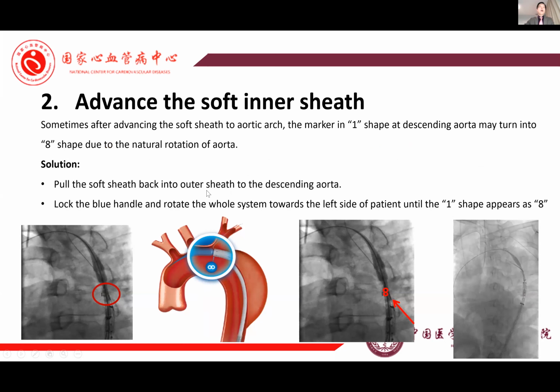So that's the whole procedure of the delivery system. You pull the soft shaft back into the outer shaft to the descending aorta and lock the blue handle, and rotate the whole system towards the left side of the patient until the mark 8 turns to be shape 1, like this way, like here.